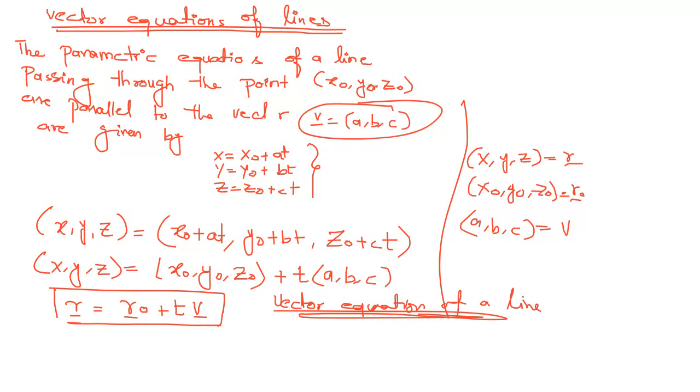Now I will give you one example. From the vector representation, how can we find the point and how can we find the vector? It's very easy. This is the point, this is the vector.